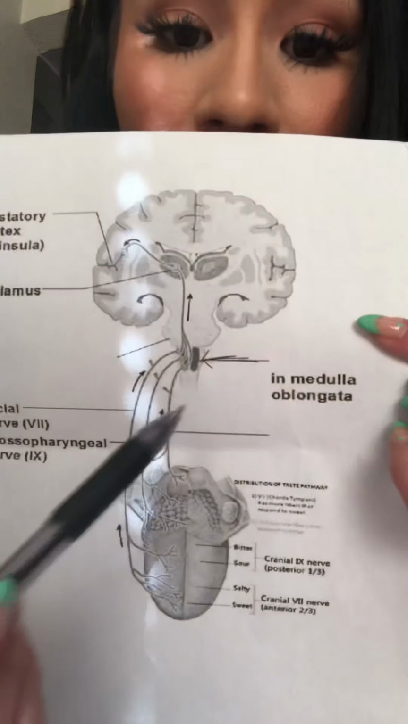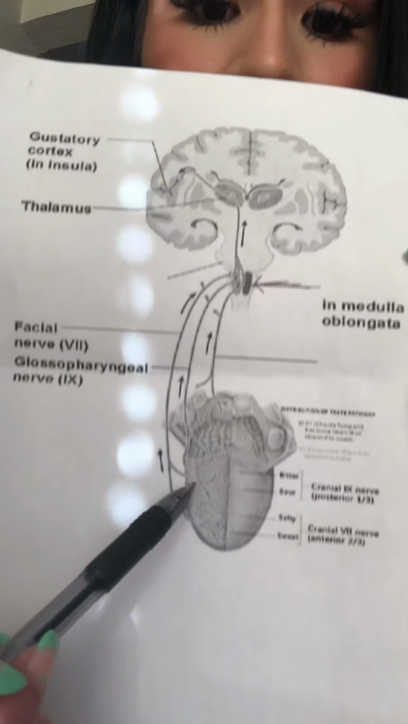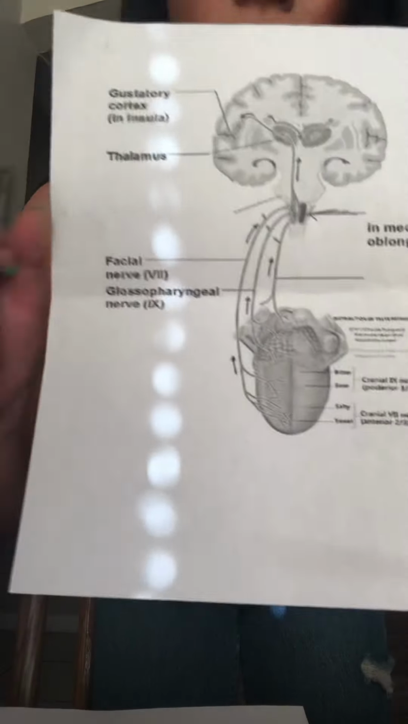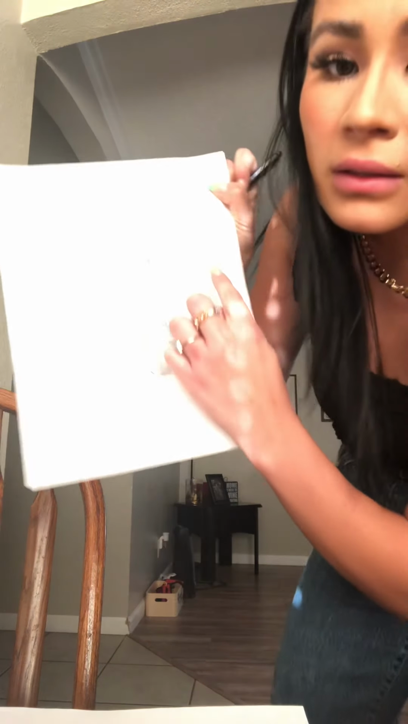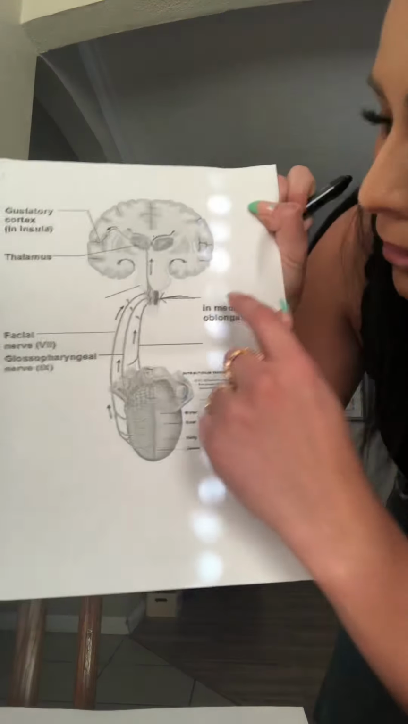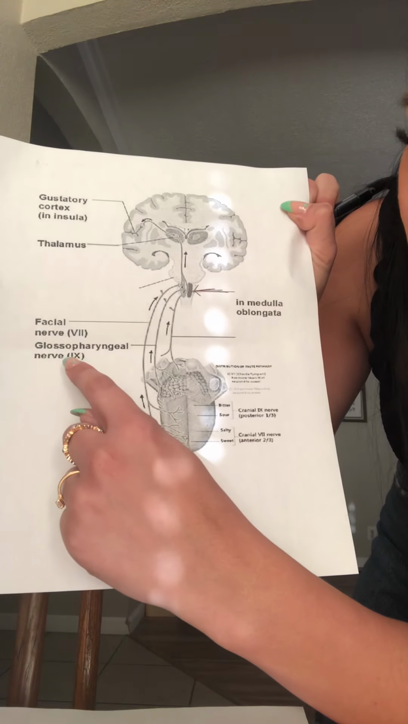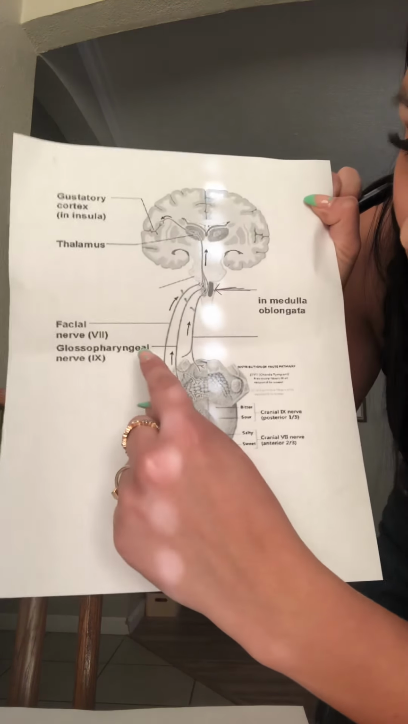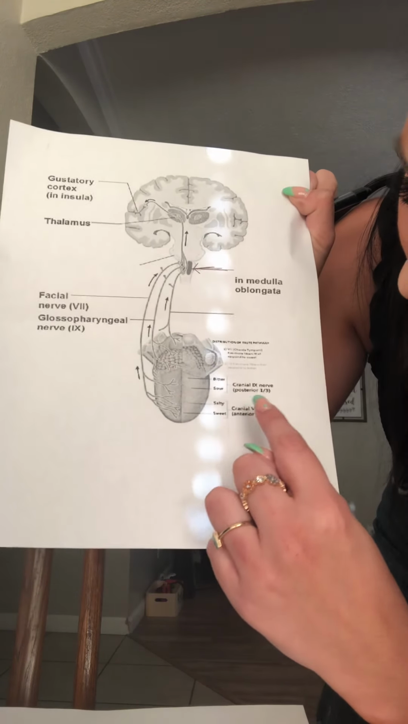So here's an example, or my diagram, I'm sorry. Here's the medulla. So it travels downwards to your tongue. Kind of hard to read. So it goes to the medulla, right here, through your facial nerve, through the glossopharyngeal nerve, to the tongue, cranial nerve.